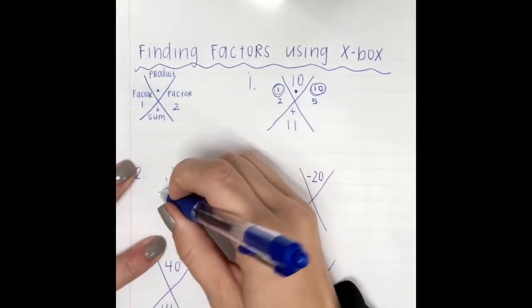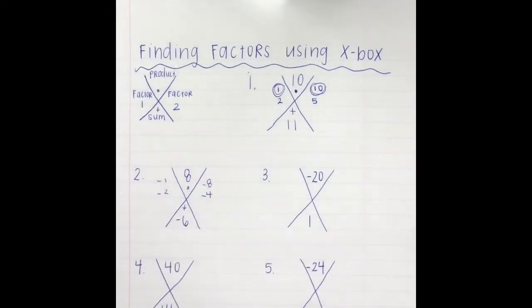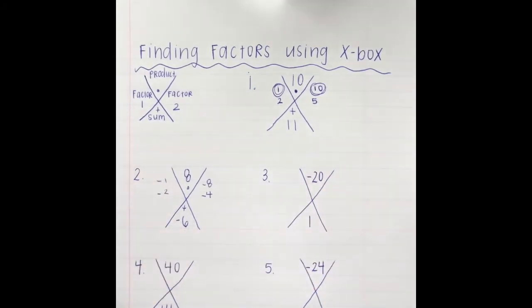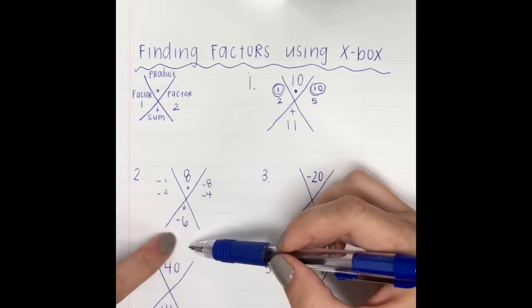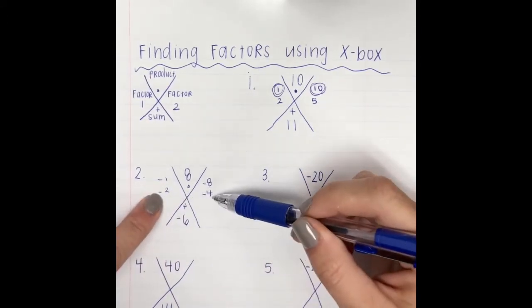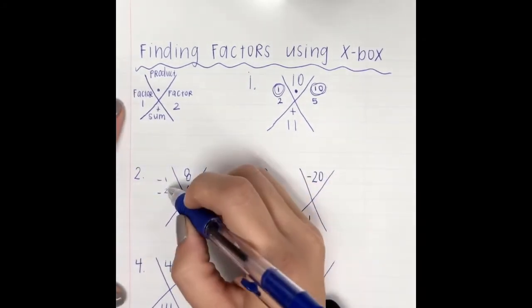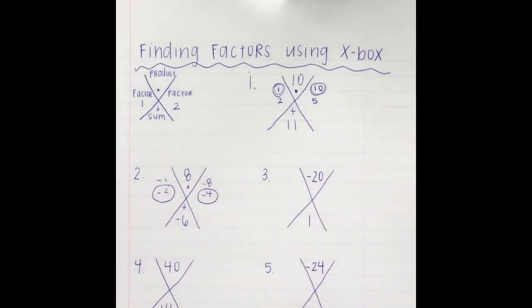So we need both numbers to be negative in order to multiply to give us a positive and add together to give us a negative. Well, negative 1 plus a negative 8 would be a negative 9. Negative 2 plus a negative 4 is a negative 6, and negative 2 times negative 4 is a positive 8. So these are our answers, negative 2 and negative 4, okay?